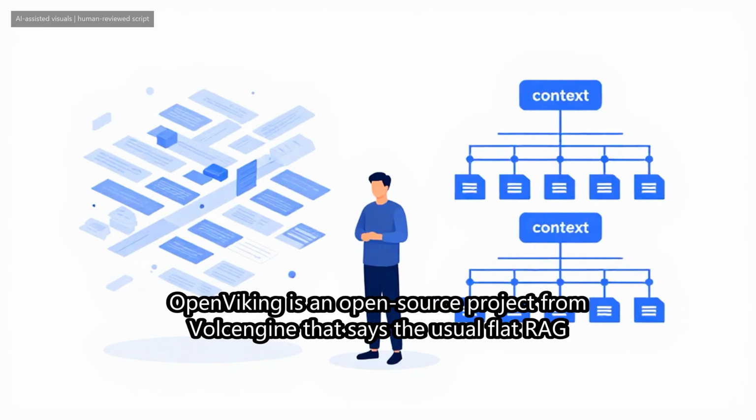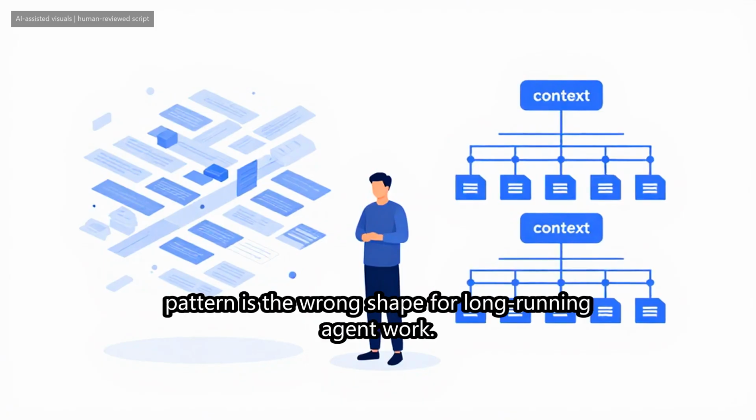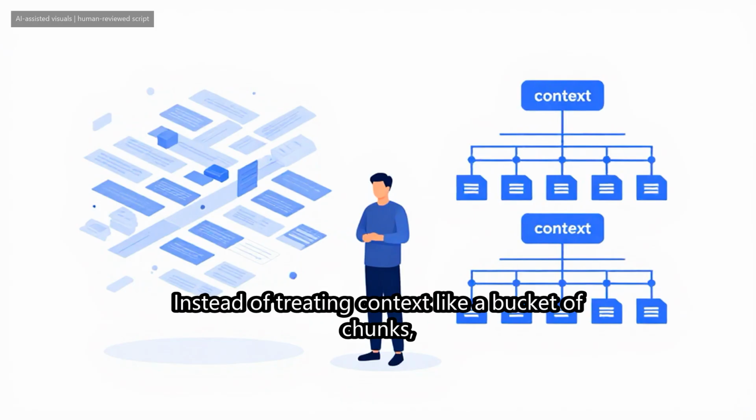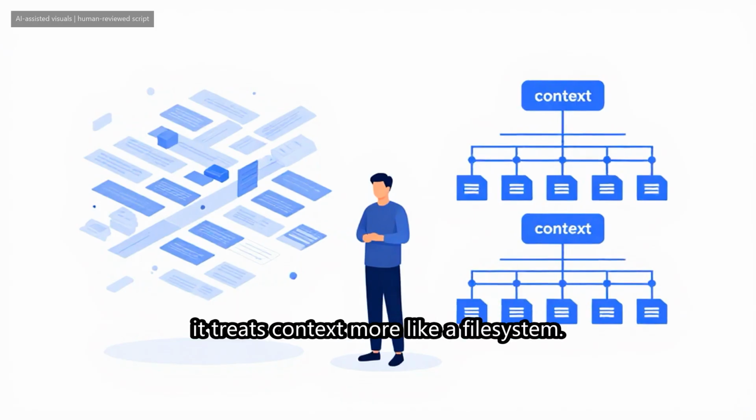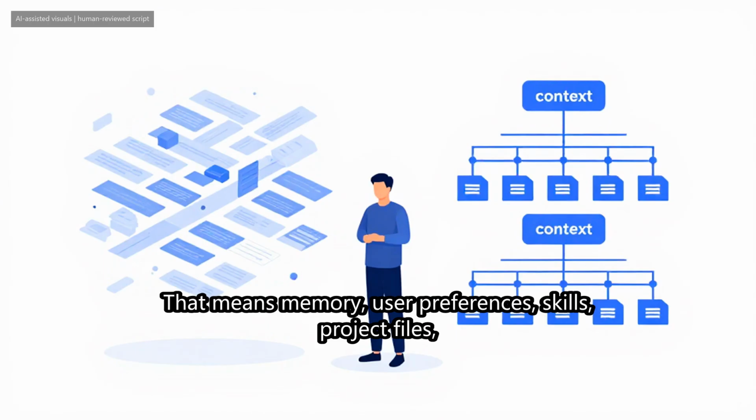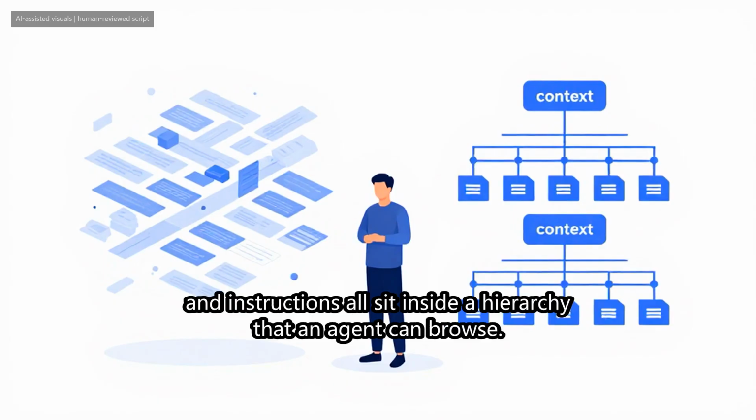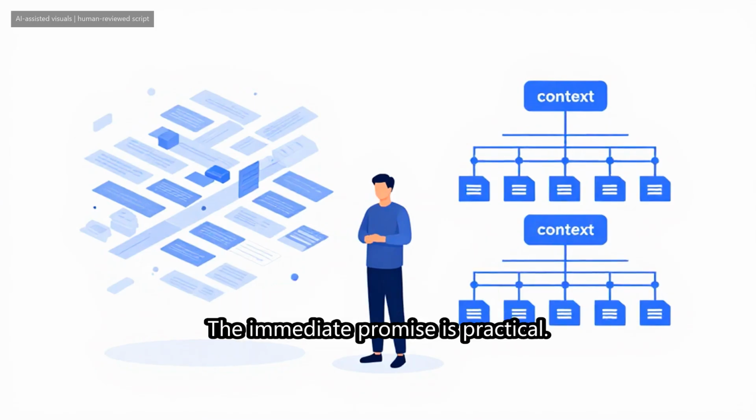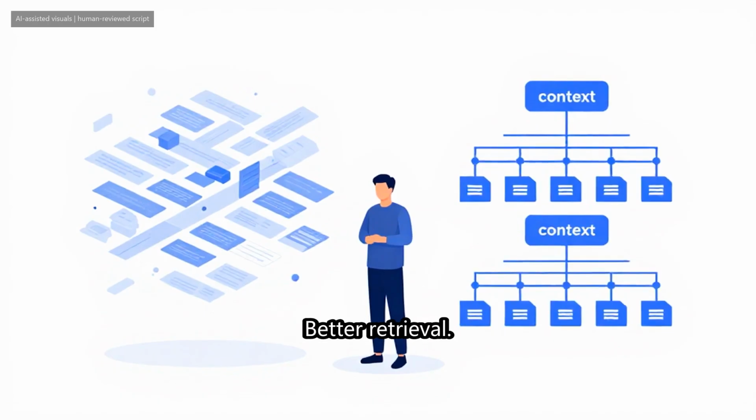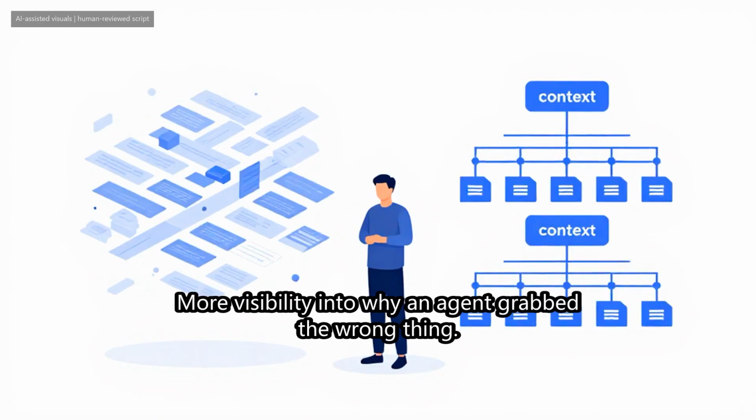OpenViking is an open-source project from VOLC engine that says the usual flat RAG pattern is the wrong shape for long-running agent work. Instead of treating context like a bucket of chunks, it treats context more like a file system. That means memory, user preferences, skills, project files, and instructions all sit inside a hierarchy that an agent can browse. The immediate promise is practical. Better retrieval, less prompt bloat, more visibility into why an agent grabbed the wrong thing.